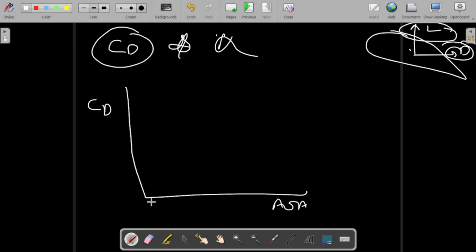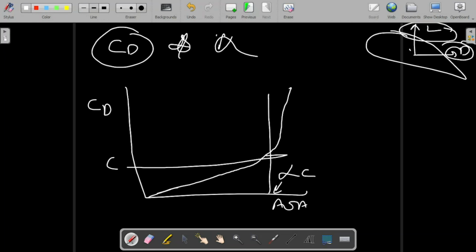So initially the drag is less, and as it crosses the critical angle of attack, which I discussed in the previous graph, it will create a tremendous amount of drag. So here these are the coefficient of drag.